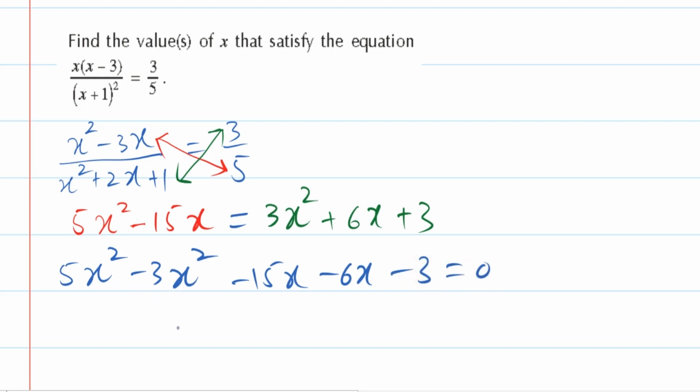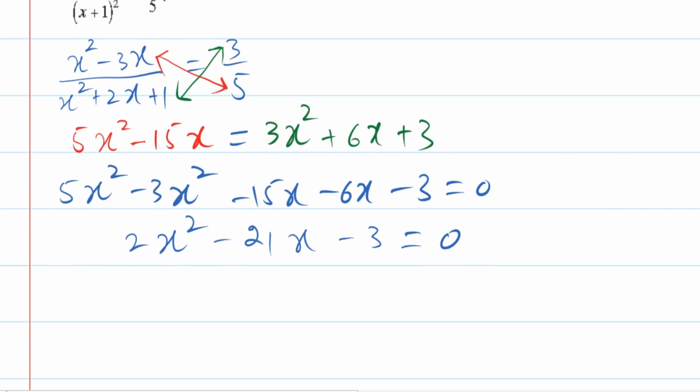5x square minus 3x square, that is 2x square. So we are simplifying the like terms. Minus 15x minus 6x, that is minus 21x, and then minus 3 is already simplified form. So we have got an equation in general form or standard form.